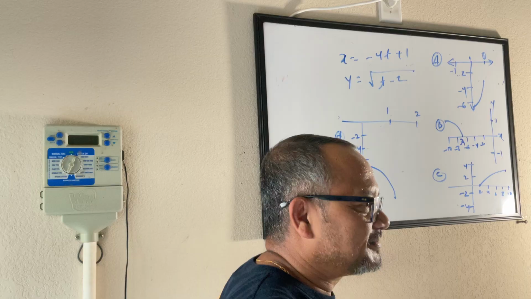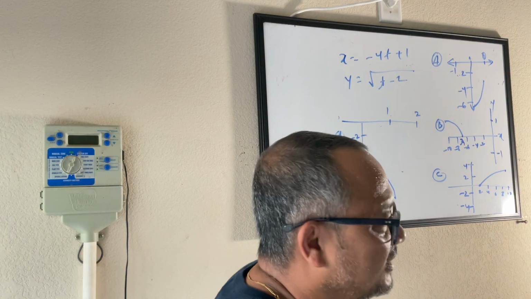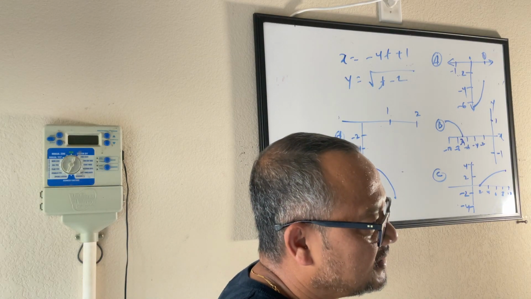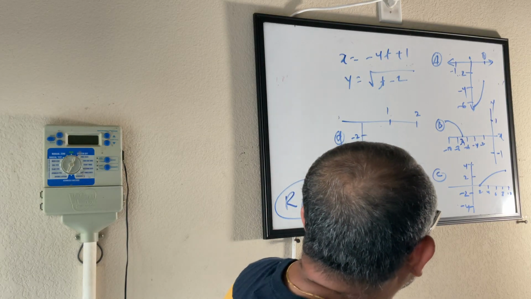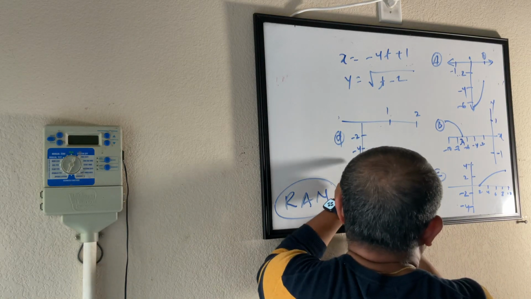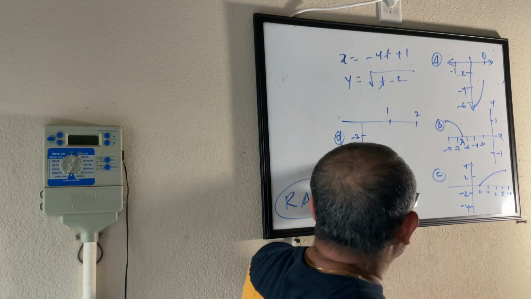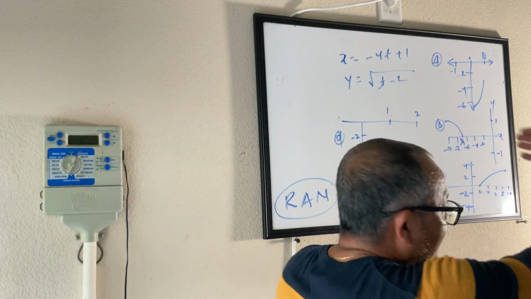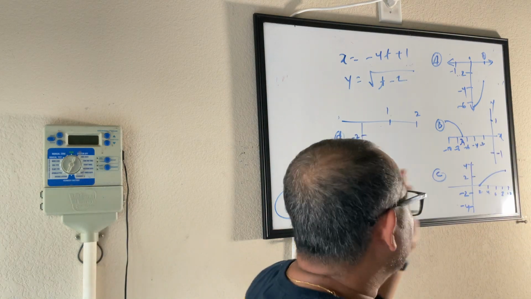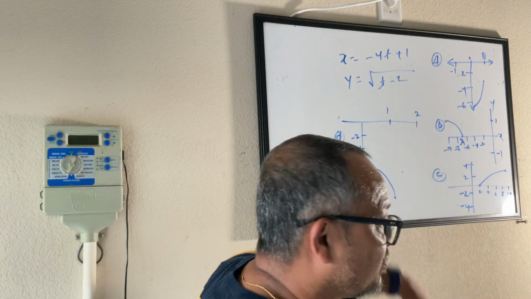For A and D, are they both starting at -7? So here, look at this. A and D both have a -7 point, but they are like a reflection of each other. One is facing upward, one is facing downward.